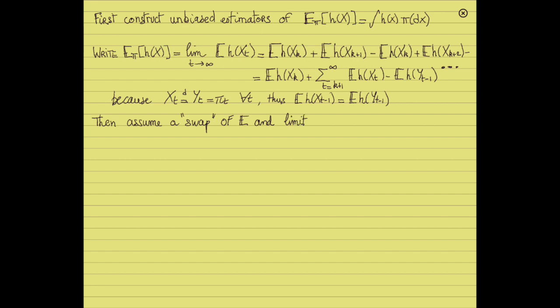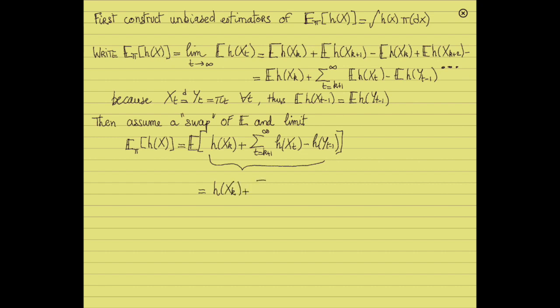So we swap the expectation and the limit to obtain that the quantity of interest, the expectation of h of x under pi, is the expectation of h of x_k plus the infinite sum of differences between x_t and y_{t-1}, h of x_t minus h of y_{t-1}, for all times after k plus 1. And so the variable inside the expectation is the unbiased estimator under consideration.